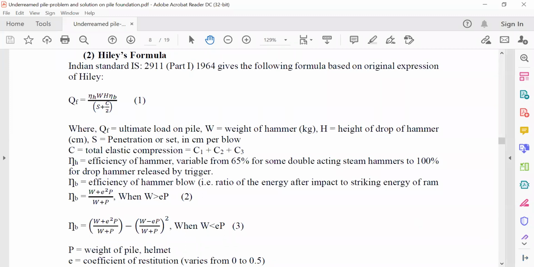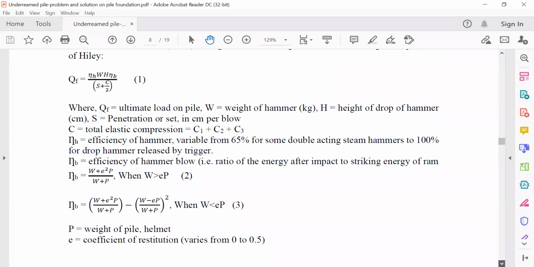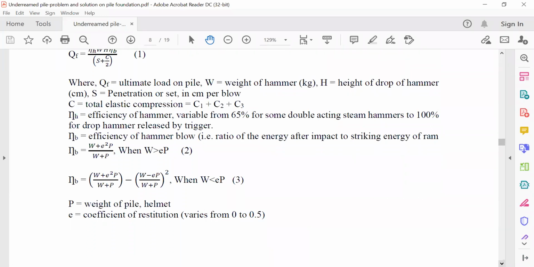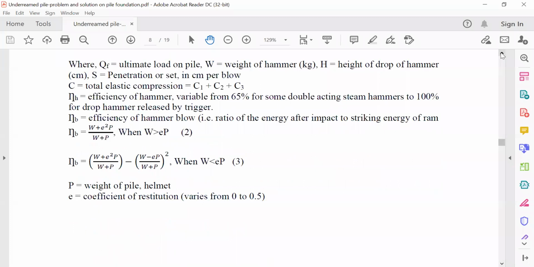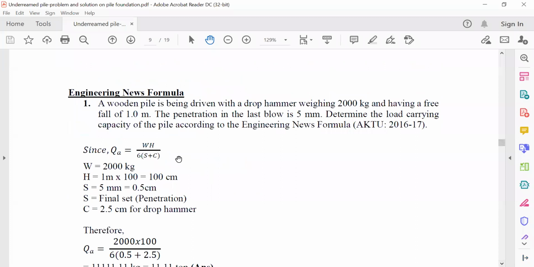So you can see here P is the weight of the pile or helmet, or pile cap also you can say. Coefficient of restitution, it is also a coefficient. It varies from 0 to 0.5 depending upon the type of piles, whether the pile is made up of timber, for which the value of E is 0, and similarly for concrete it is given in the numericals, the value of E is given. So now we can see how we can solve the numericals.